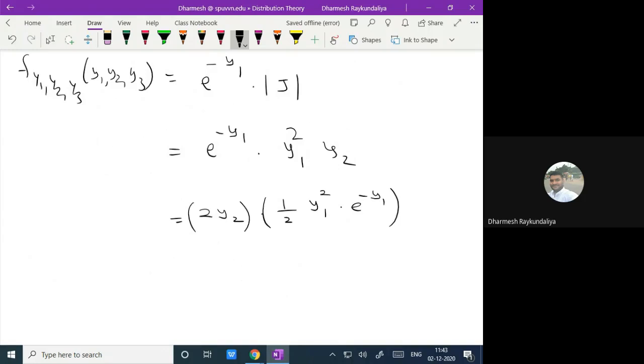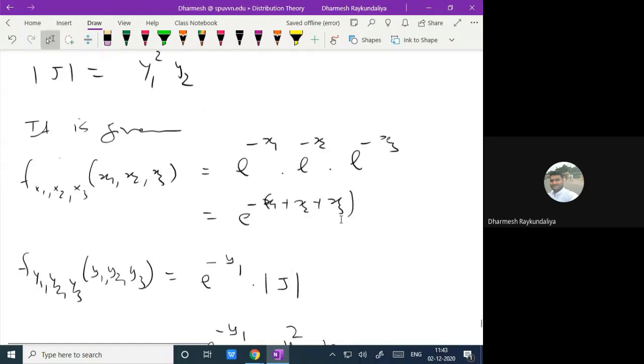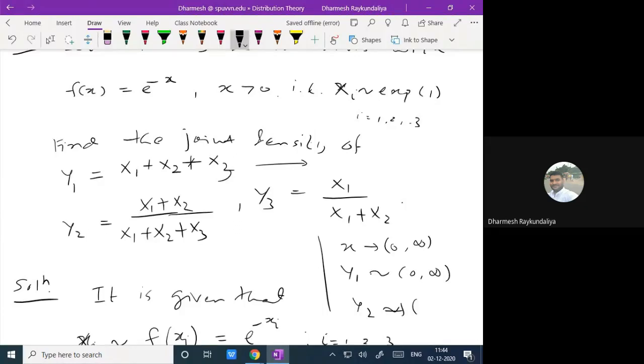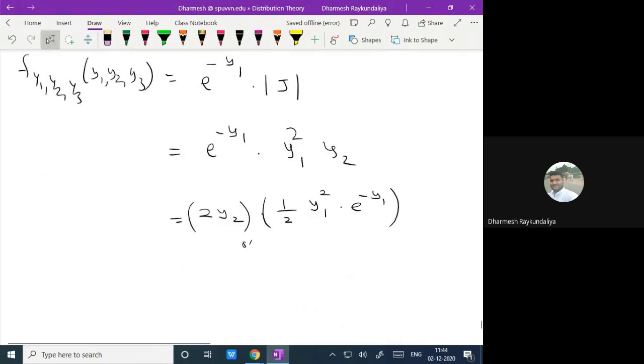Okay. What is the range of x? 0 to infinity. So what is the range of y1? If x is 0 to infinity, then y1 is nothing but the sum of this. It is also 0 to infinity. What about y2? y2 lies between 0 and 1 because it is a ratio, 0 by 0 and infinity by infinity is 1. So y2 lies between 0 to 1, and similarly y3 also lies between 0 to 1. So here the range is 0 to 1, and here it is 0 to infinity.